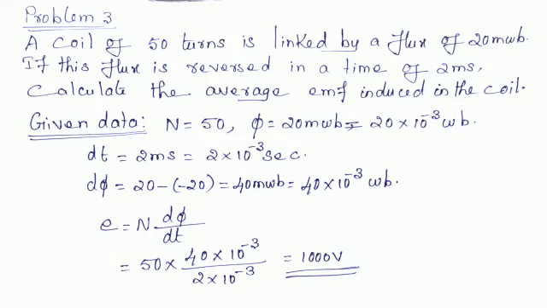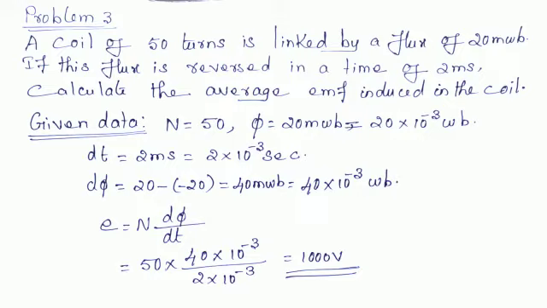Problem: A coil of 50 turns is linked by a flux of 20 milliweber. If this flux is reversed in a time of 2 millisecond, calculate the average EMF induced in the coil. What is the given data? Number of turns is 50, magnetic flux is 20 milliweber. You have to convert milliweber into Weber: 20 into 10 power minus 3 Weber. Change in time is 2 millisecond, 2 into 10 power minus 3 second.